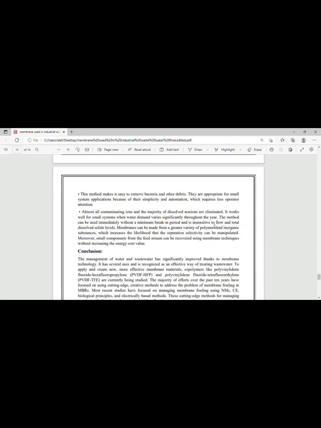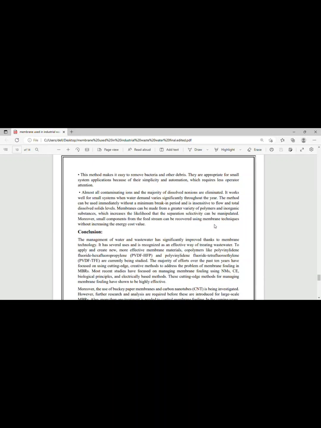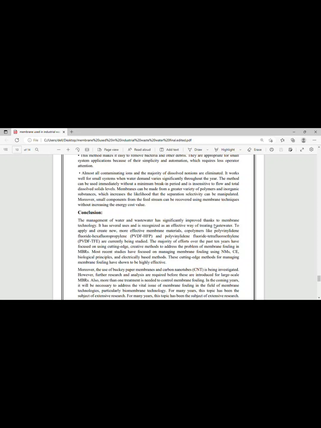This method makes it easy to remove bacteria and other debris. They are appropriate for small system applications because of their simplicity and automation, which requires less operator attention. Almost all the contaminating ions and the majority of dissolved non-ions are eliminated. It works well for small systems when water demand varies significantly throughout the year.